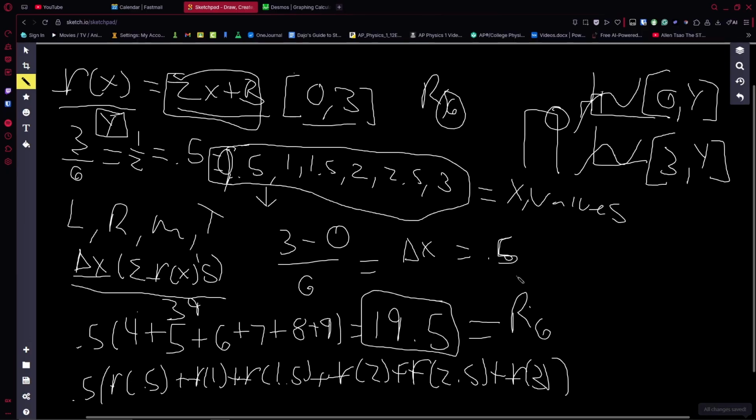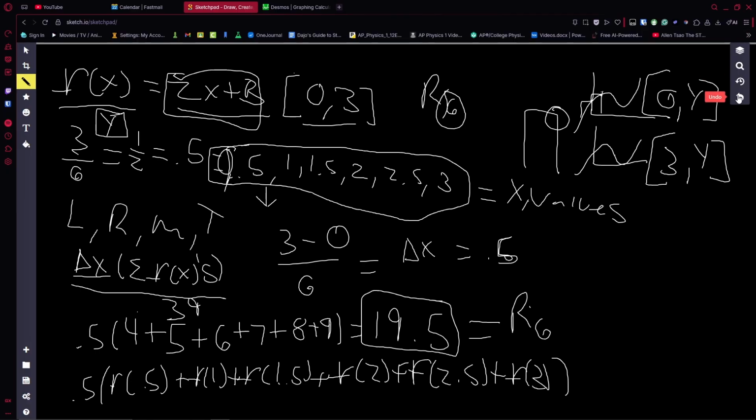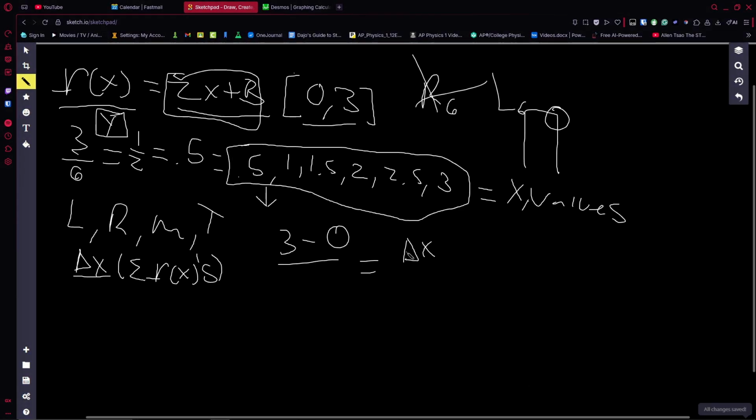Now, say we didn't want to do Riemann 6. Say instead we wanted to do a left Riemann, sorry, not a Riemann 6, but a right Riemann 6. Say we wanted to do a left Riemann 6. Well, we know we want a left Riemann 6, and we know that the change in x is going to be the same, right? This is going to be 6 right here, and then change in x equals 0.5 again. And then we do 0.5 times the sum of the functions f(x)'s.